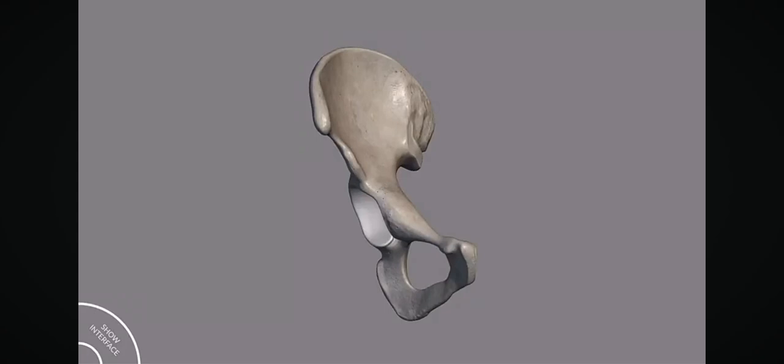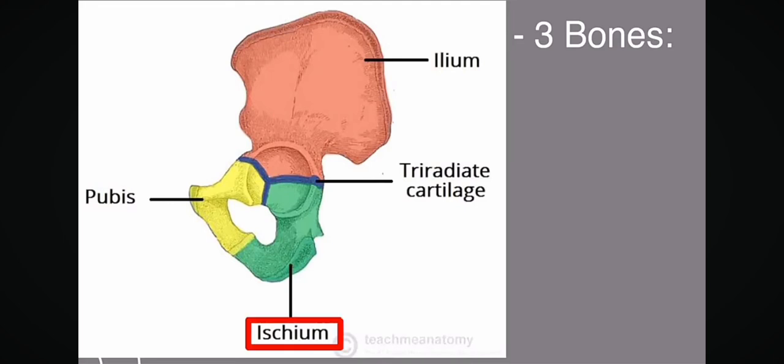I will discuss the hip bone in detail. The hip bone is a large irregular bone. This bone is formed by three parts: the ischium, ilium, and the pubis.